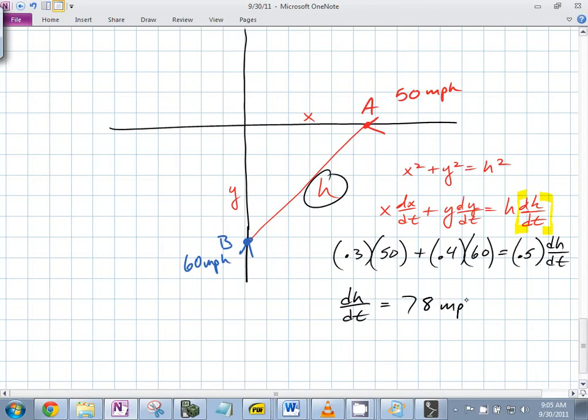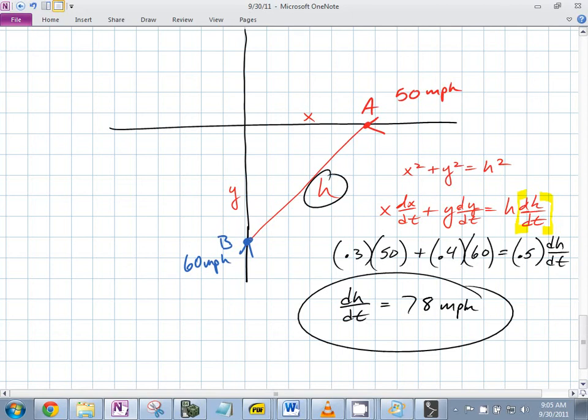It seems fast, but is that in the realm of reality? Yeah, they're going towards each other, so it's going to be faster than both cars. It's not breaking the sound barrier. Is that okay? Yeah, question. Why is it?